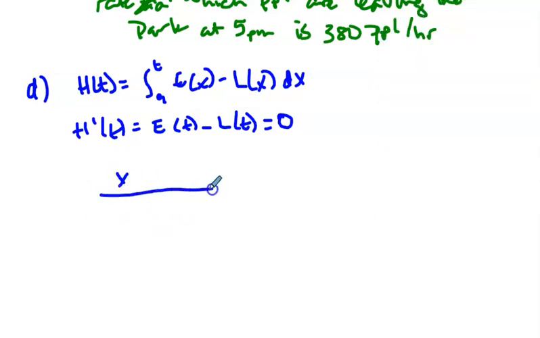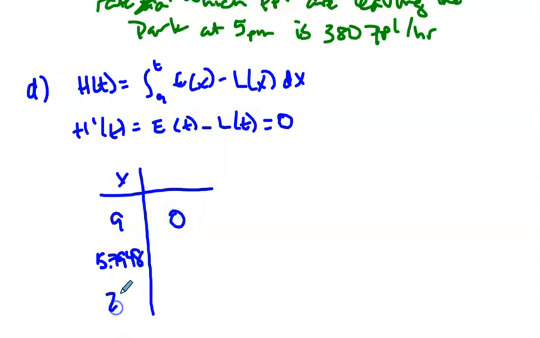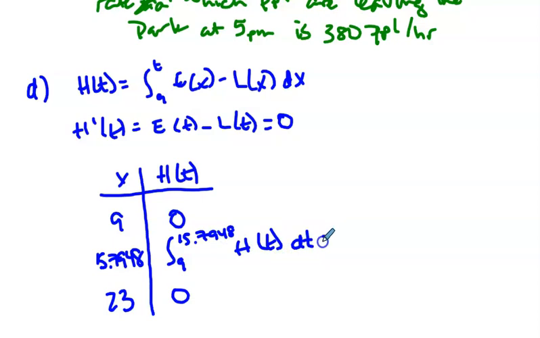So here are my candidates. 15.7948 is one of them. One of them is 9 for my starting value when I had 0 people in the park, and one of them is 23 when I also should have 0 people in the park. So really, I'm comparing 0 and 0 to whatever this is, so I should be able to just use my integral of h of t from 9 to 15.7948 to find the number of people in the park at that time.